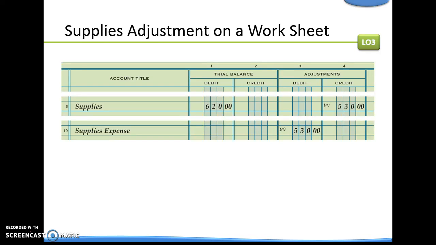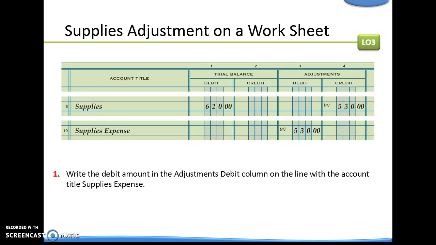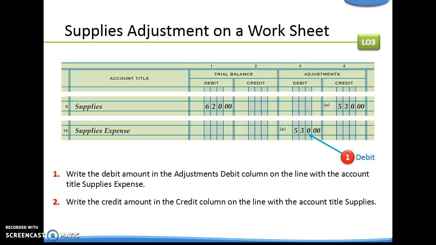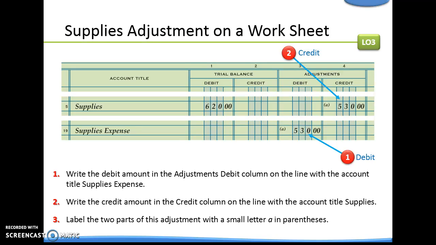On the worksheet, you're going to write the debit amount in the adjustments debit column on the line with the account title Supplies Expense. Write the credit amount in the credit column on the line with the account title Supplies. Label the two parts of this adjustment with a small letter A in parentheses.